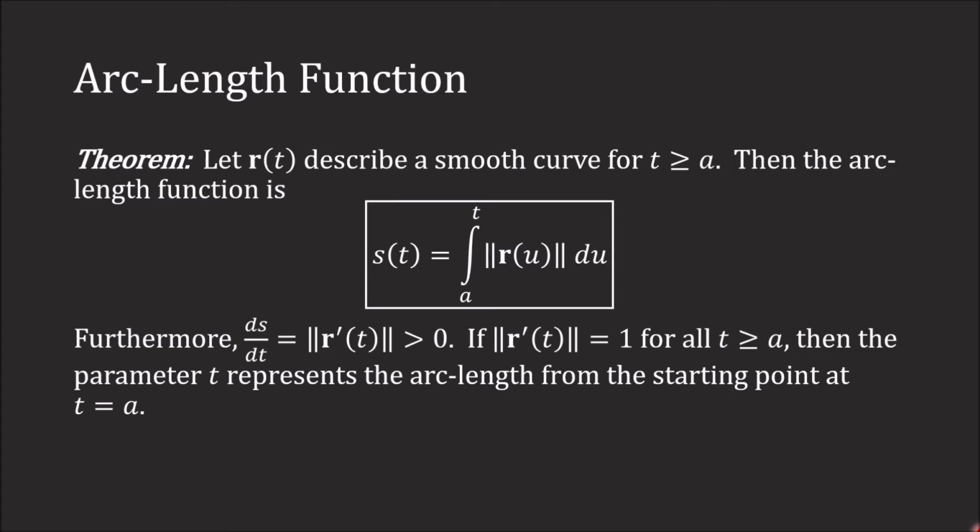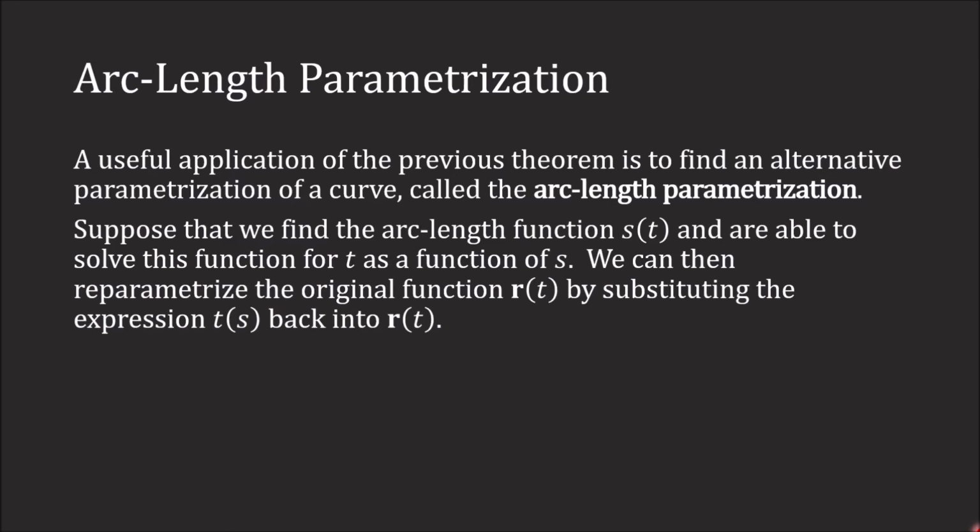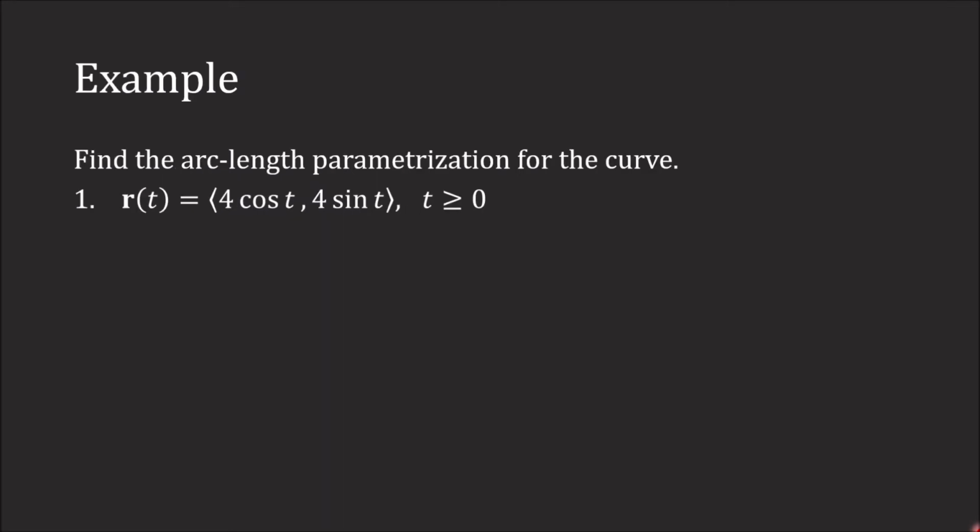Now, what do we use the arc length function for? Well, one of the most useful applications is to find an alternative parameterization of a curve, and we call that the arc length parameterization. So let's suppose that we find the arc length function s of t and are able to solve this function for t as a function of s. We can then reparameterize the original function r of t by substituting that expression t of s back into r of t. That will then give us a function r of s. So we'll look at that now in this example.